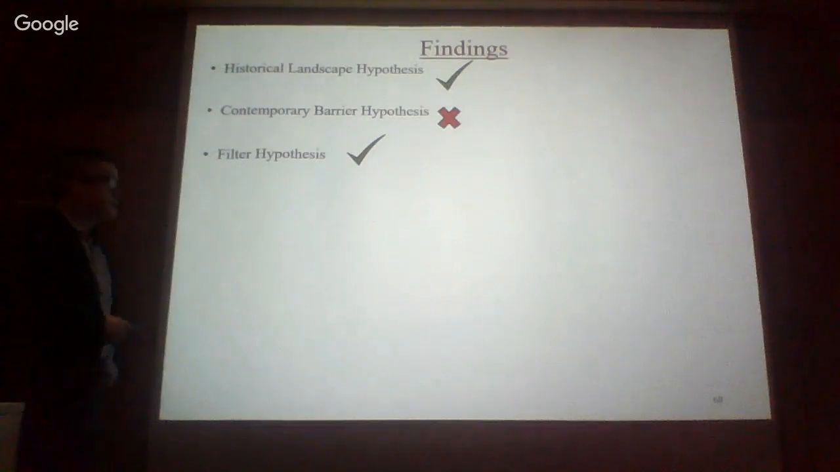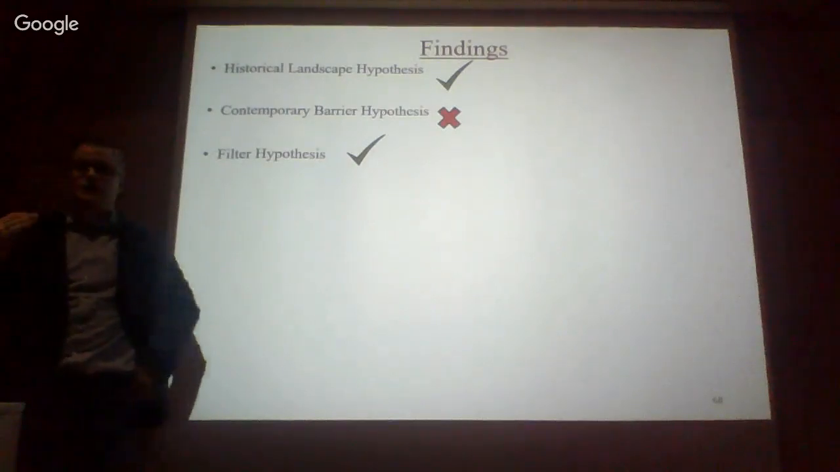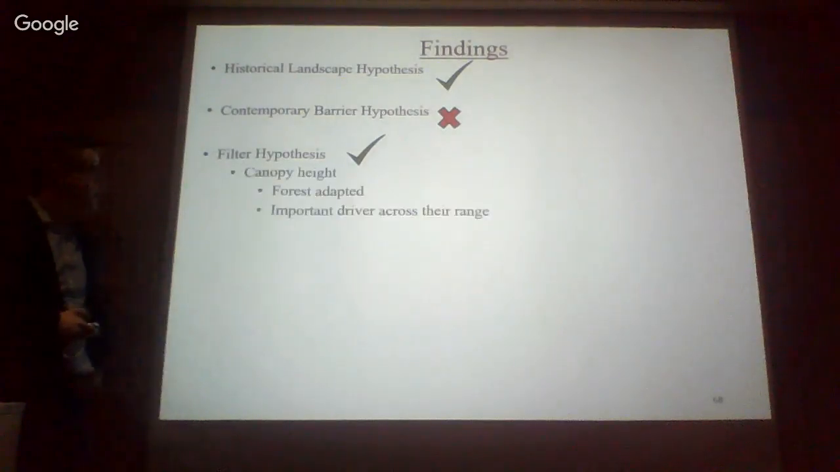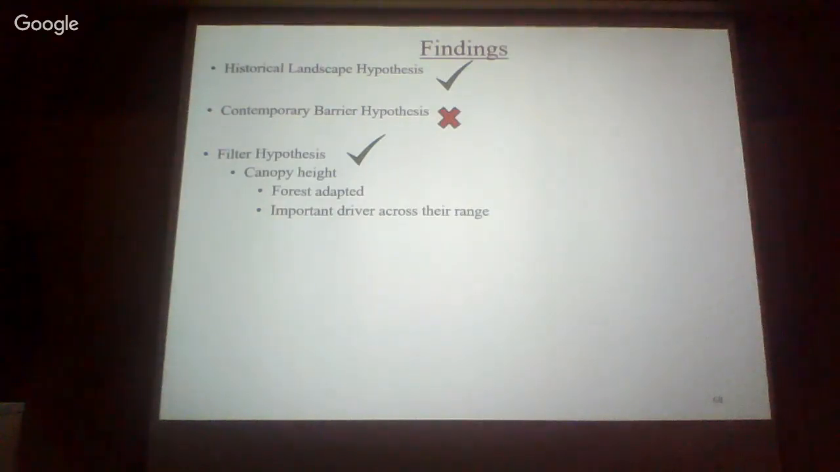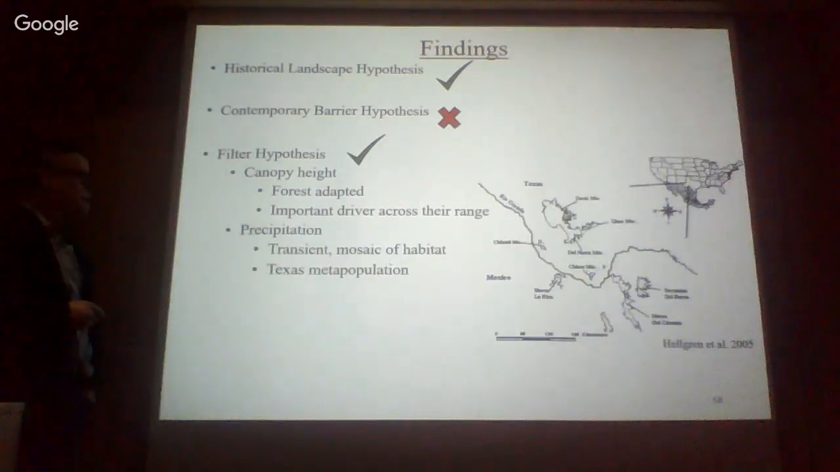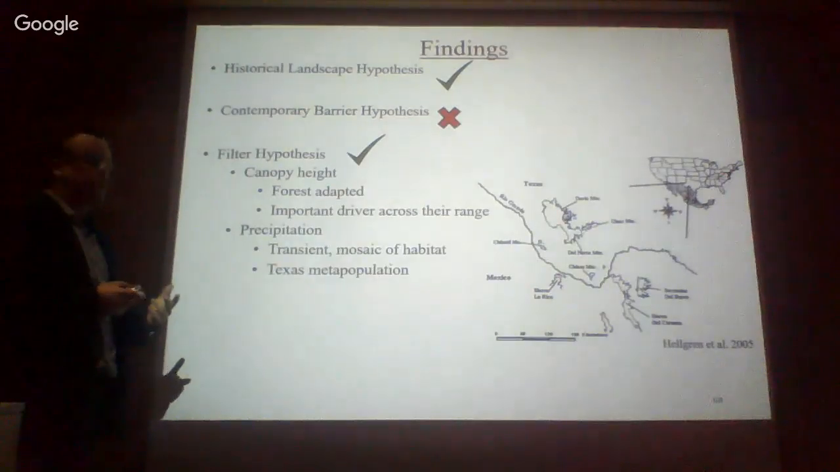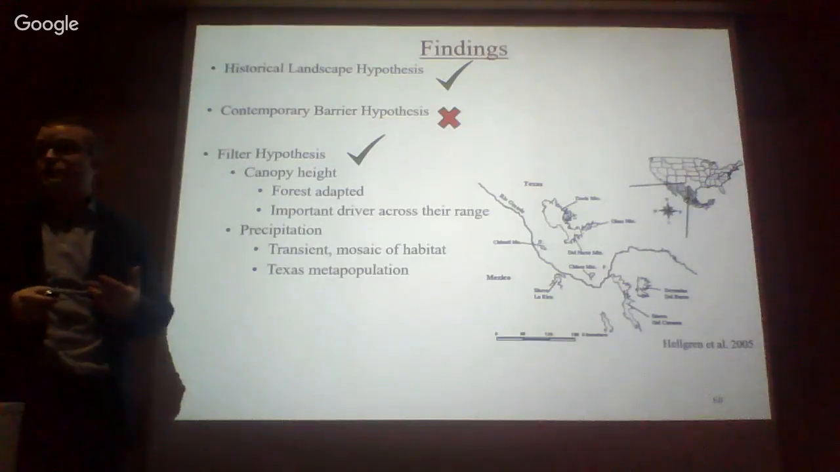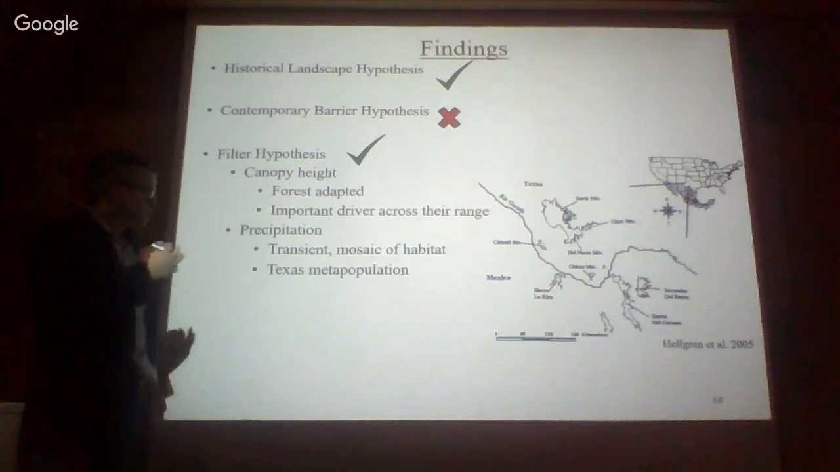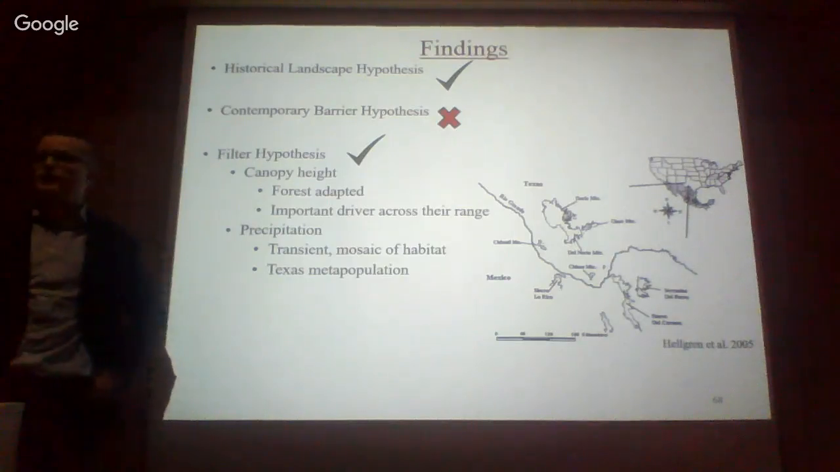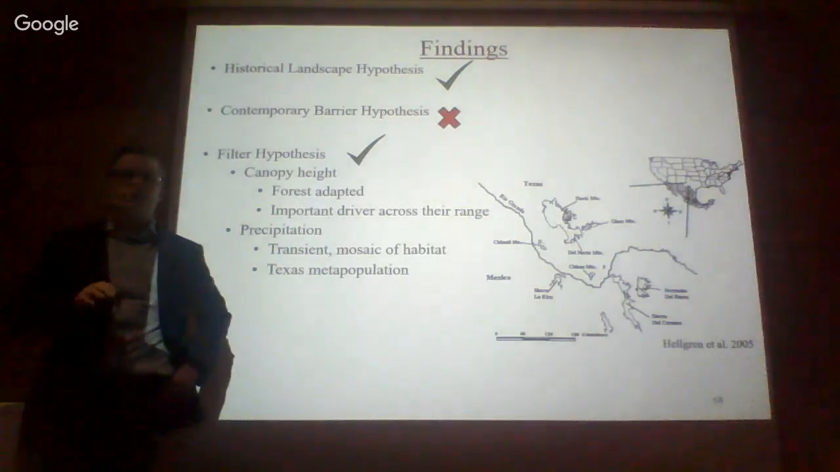For the filter hypothesis, we found support as the best explanation for gene flow across the landscape. Canopy height was important, which isn't surprising given they're a forest-adapted species. This has been an important driver of both genetic structure and habitat use across the range. And then, like many ecological processes in the Southwest, precipitation is important. It's likely because it's driving, as we're all aware, this transient mosaic of habitat across the landscape following monsoonal rains.